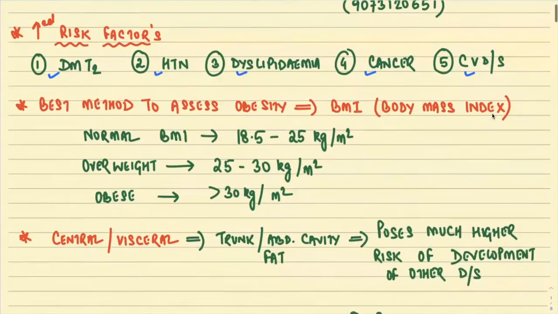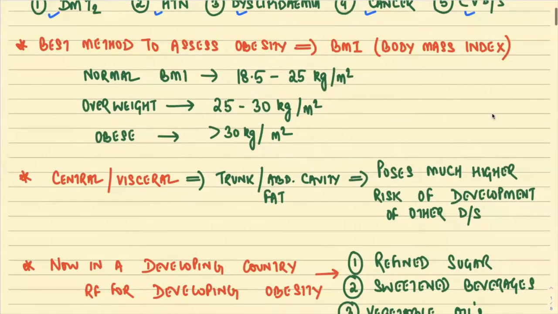Now, the best method to assess obesity is your body mass index. So you must have read about this in PSM also. There are different methods, like vernier calipers, but out of them, one of the best is the body mass index. And there is a classification in association with the BMI. So the normal BMI is anywhere between 18.5 to 25. Overweight is around 25 to 30, and obese is more than 30.